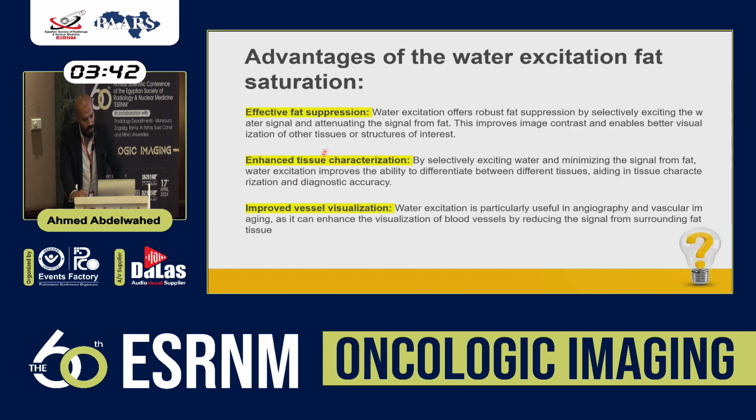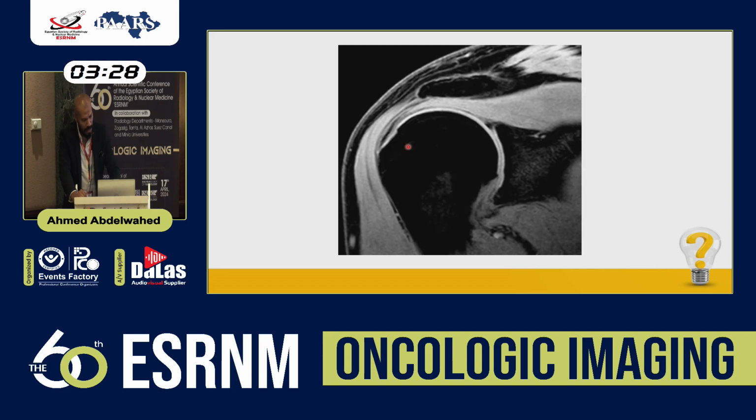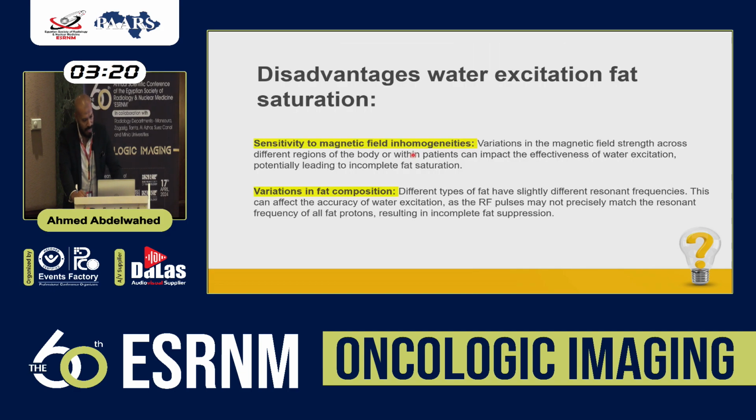What are the advantages? It has effective fat suppression, enhanced tissue characterization, and improved vessel visualization. Here we can see the very deep fat suppression of the marrow and subcutaneous fat using water excitation only. Again, with the shoulder, we can see very deep suppression of the subcutaneous fat and the marrow of the bone. Its disadvantage is that it's sensitive to magnetic field homogeneity, and again, to variation in the fat composition.